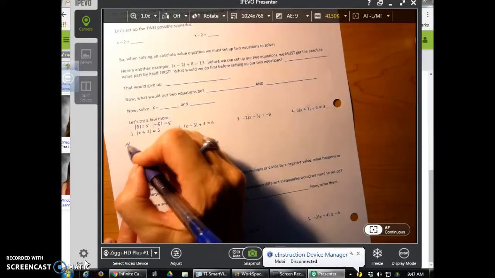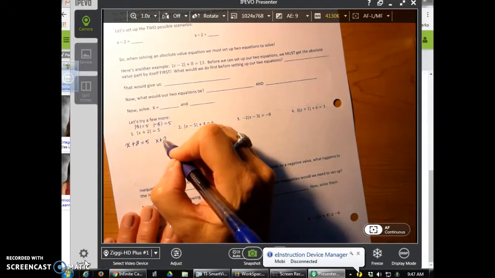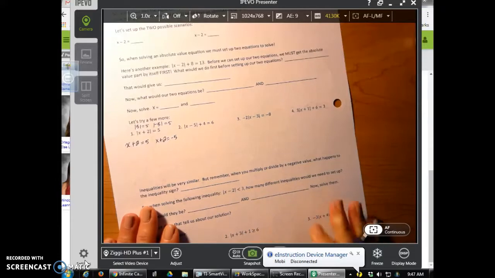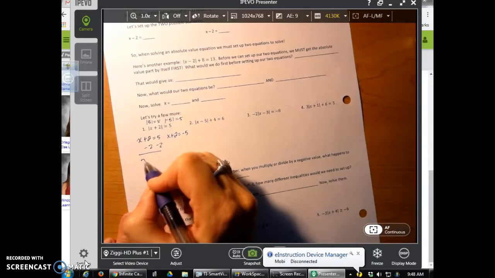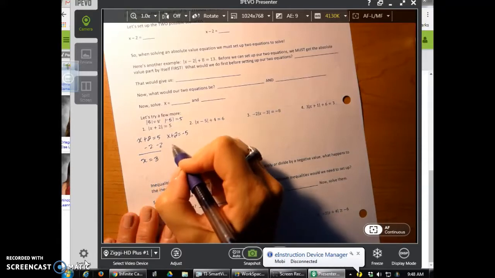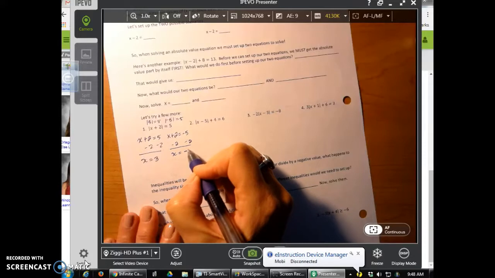So I'm going to say x plus 2 equals 5, and then also x plus 2 equals a -5. And then I'm going to solve. So subtract 2 from both sides. Here I get x is 3. Subtract 2 from both sides. Here I get x is going to be a -7.